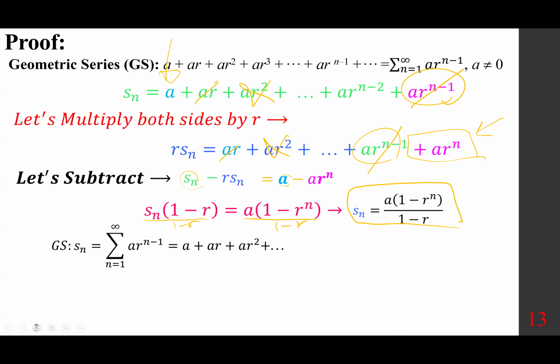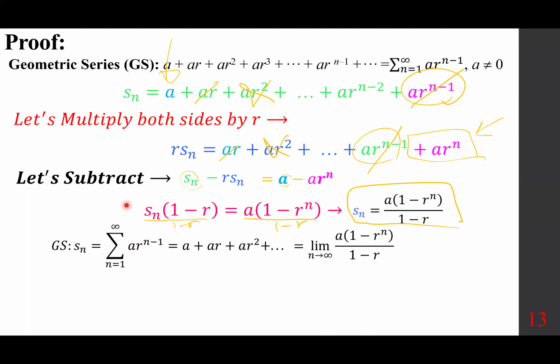So in the case of a geometric sequence, s sub n is the summation of n going from 1 to infinity of a r to the power of n minus 1, which is a plus a times r plus a r squared. And therefore, the limit of this expression as n goes to infinity. That's when we go from 1 to infinity.